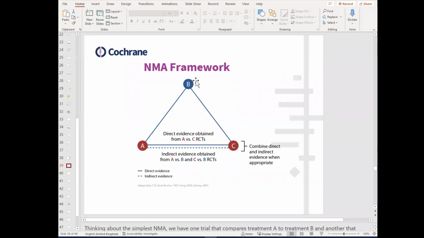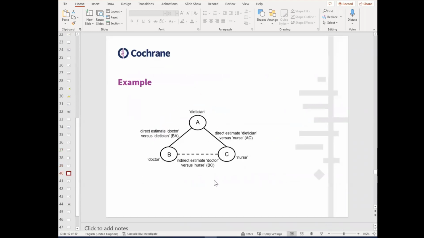You can see intervention A, B, and C. So this shows a very simple network. This gives an example. So you've got doctor versus dietitian and dietitian versus nurse. And this allows you to calculate an indirect estimate between doctor and nurse, because you might not have any trials that make that comparison. So actually just having those trials, you get the indirect estimate. So I mean, it really depends, because obviously the more complete the network, the more precise the estimates are possibly going to be.